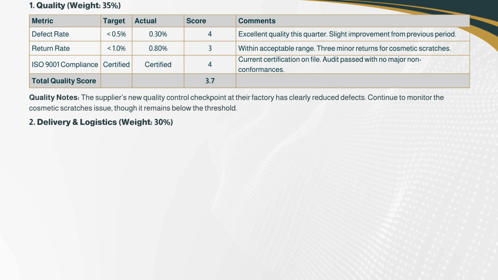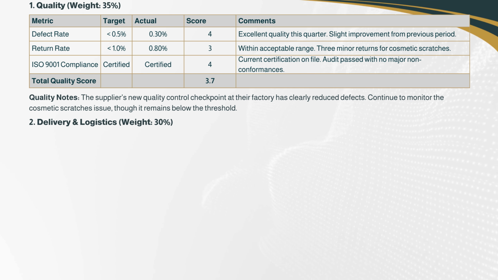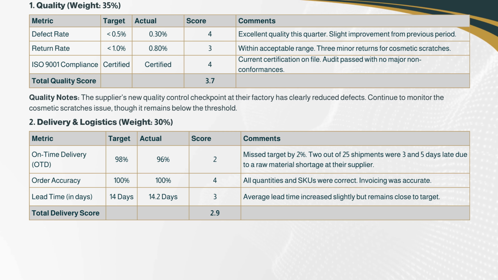2. Delivery and logistics, weight 30%. Metric, target, actual, score, comments. On-time delivery, OTD: target 98%, actual 96%, score 2. Missed target by 2%. 2 out of 25 shipments were 3 and 5 days late due to a raw material shortage at their supplier. Order accuracy: target 100%, actual 100%, score 4. All quantities and SKUs were correct. Invoicing was accurate. Lead time in days: target 14 days, actual 14.2 days, score 3. Average lead time increased slightly but remains close to target.